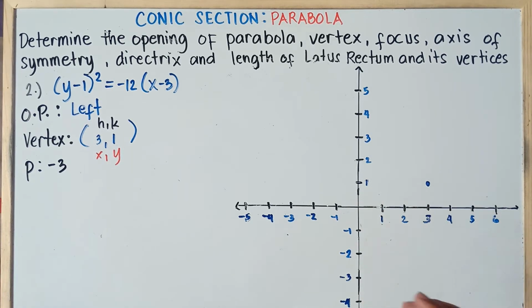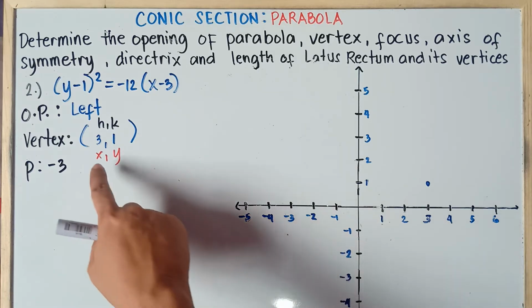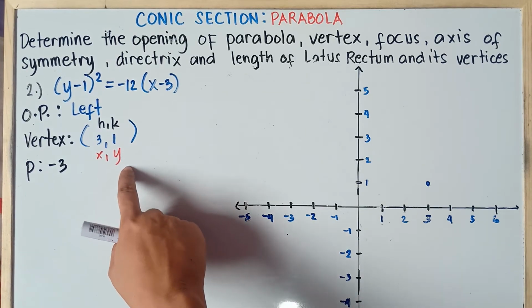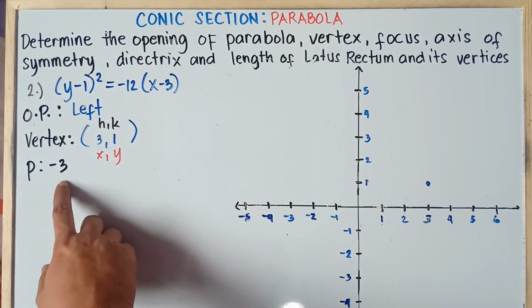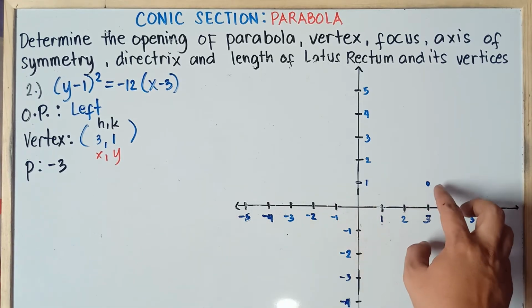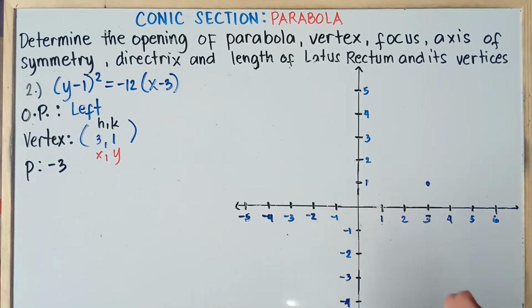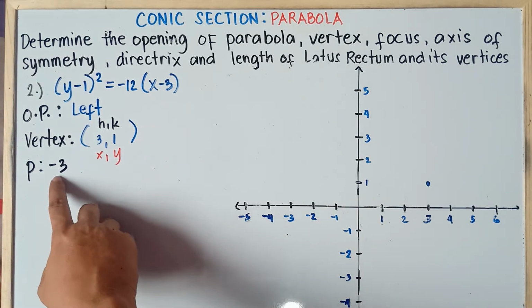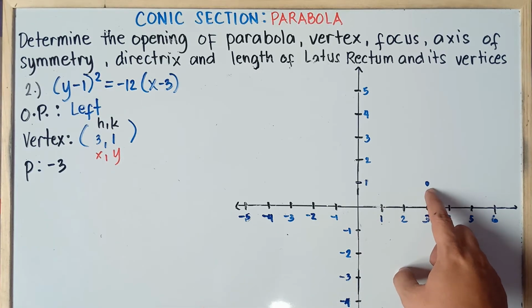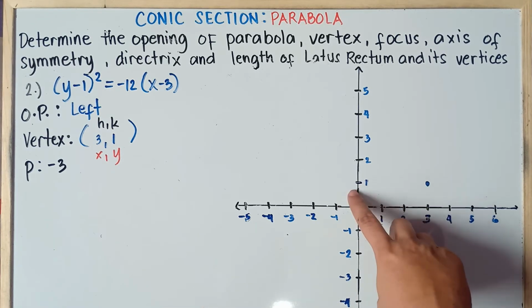3 and 1. Once again, class, for the ordered pair, it should always be x, y. Alright, 3 and then 1. And then we have negative 3 for our p. So starting from the vertex, once again, class, we already have the idea that our parabola opens to the left. So we have negative 3. Therefore, starting from the vertex, you move 3 units to the left.